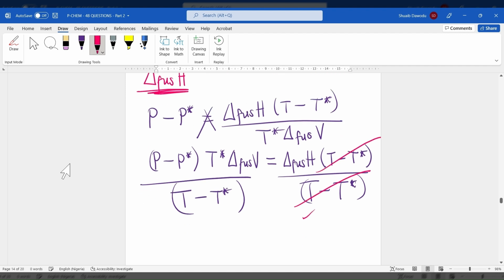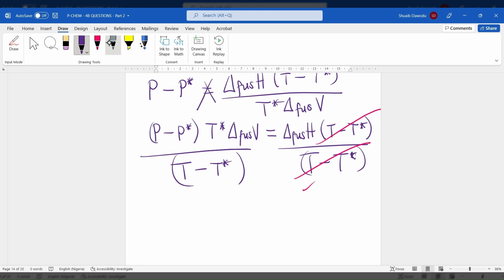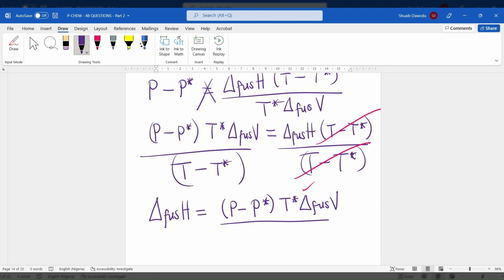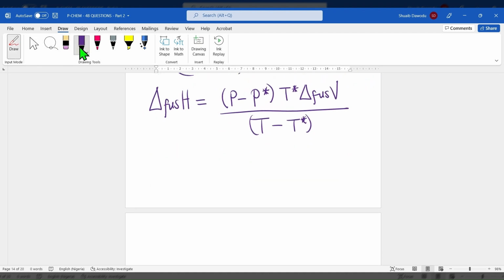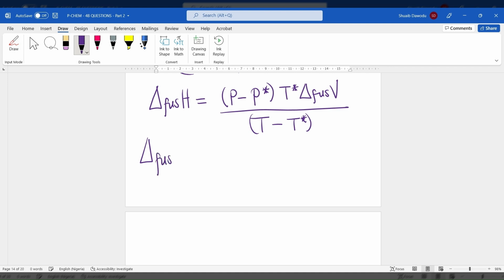We cancel this out, cancel this out. So our new formula that we're actually going to be substituting our work into is going to be the change in enthalpy of fusion is equal to P minus P star times T star times change in molar volume of fusion divided by T minus T star. Yeah, perfect. This is our work. So now we can happily substitute. So we've got change in enthalpy of fusion is now going to be P minus P star.